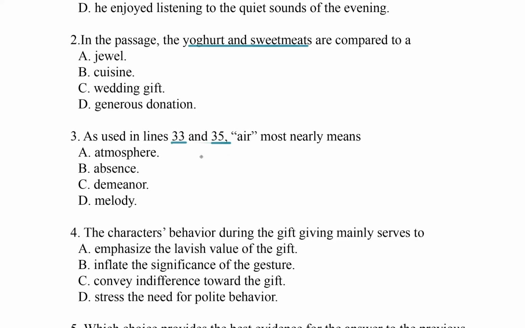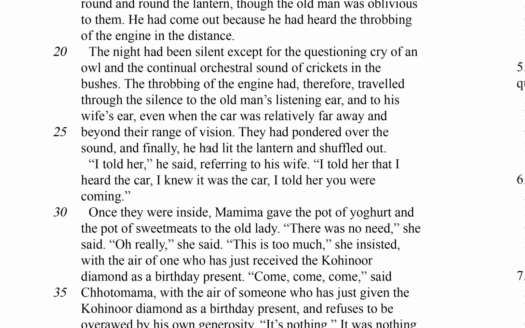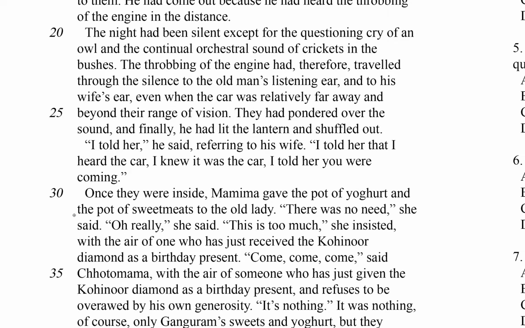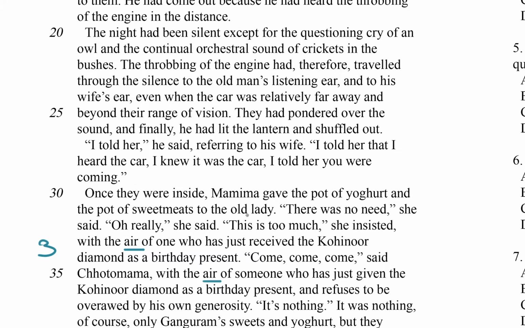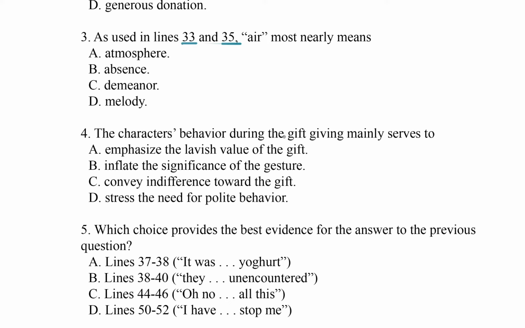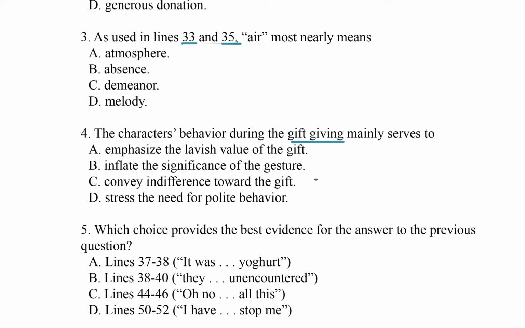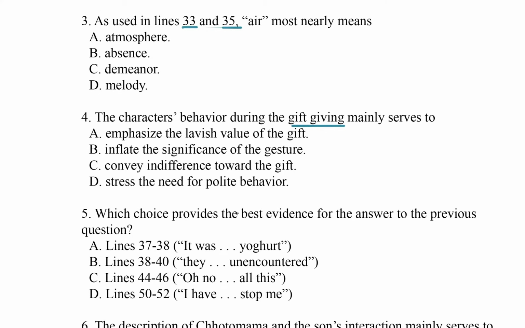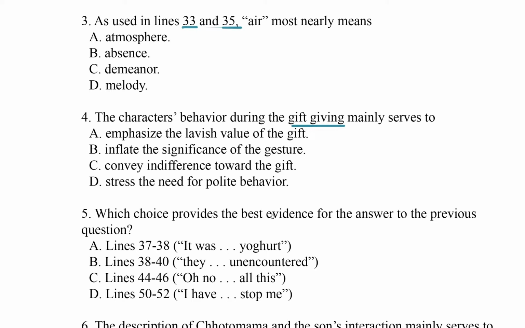Question 3, as used in lines 33 and 35, air mostly means, okay, let me dip over to the passage, look for lines 33 and 35. Okay, there's line 30, 31, 32, 33, air. Gonna underline that. 34, 35, air again. And that's question 3. I'm going to put that in the sidebar. All right. Question 4, the character's behavior during the gift giving. Okay, so we're going to be on the lookout for when gift giving happens for question 4. Question 5 is looking for textual evidence for the answer to question 4. So we'll be on the lookout for that as we go through.